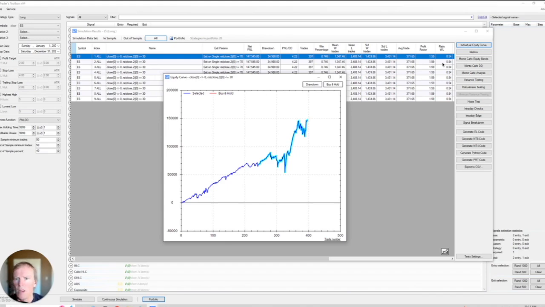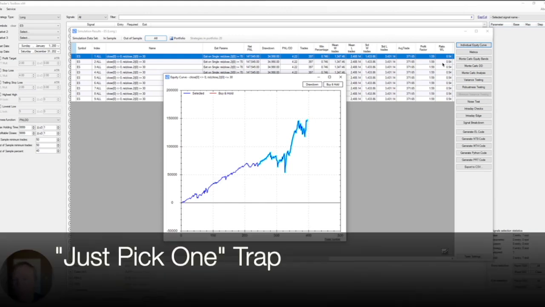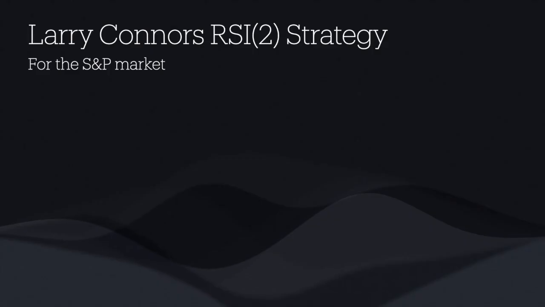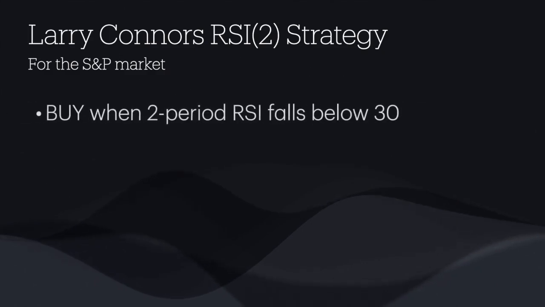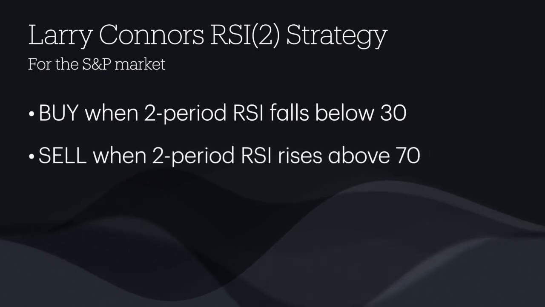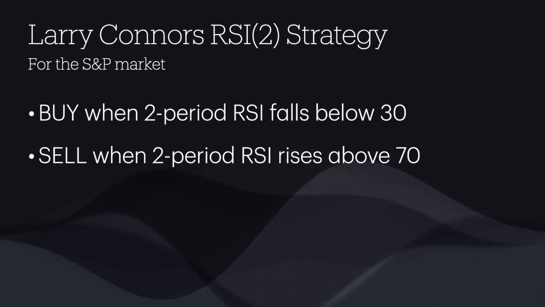overall risk. When developing trading systems, you are often faced with what I call the just pick one trap. What do I mean? Well, let's walk through an example. Recently, I was working on improving Larry Connors' popular two-period RSI strategy for the S&P 500. The basic concept is simple. Buy when the two-period RSI falls below 30, indicating an oversold condition, and then sell when it rises above 70. This is a very common and very simple strategy, but it works rather well.